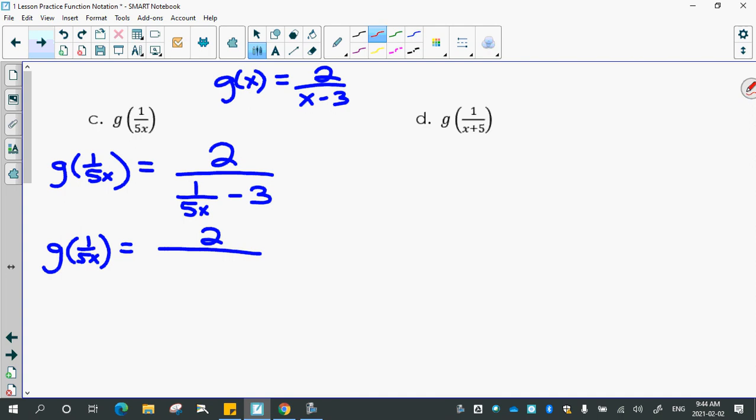Okay, so if I look at the fractions in the denominator, one's got a denominator of 5x and one's got a denominator of 1. So what's the common denominator? 5x. Good. They're both going to be out of 5x all of a sudden. Okay.